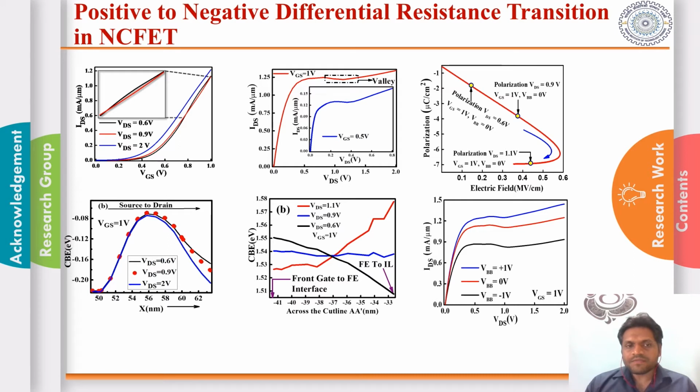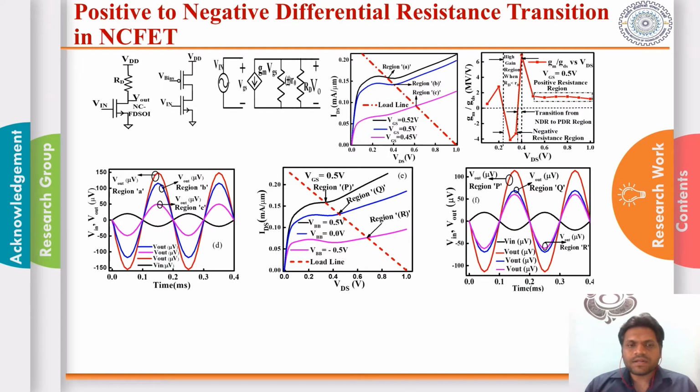In this one, as we increase the drain voltage, the conduction band goes down, and due to this, we can see the NDR to PDR transition impact in the CBE curve, where the potential drop in the ferroelectric layer has changed while we increase the drain voltage from 0.6 volt to 1.1 volt. Along with this, the NDR to PDR transition range can be modulated with the help of back body bias, since back body bias changes the threshold voltage.